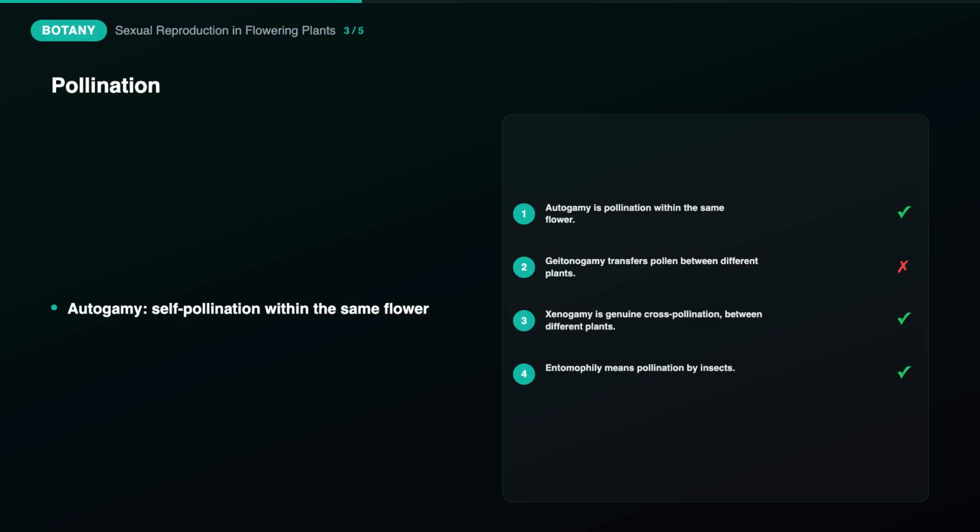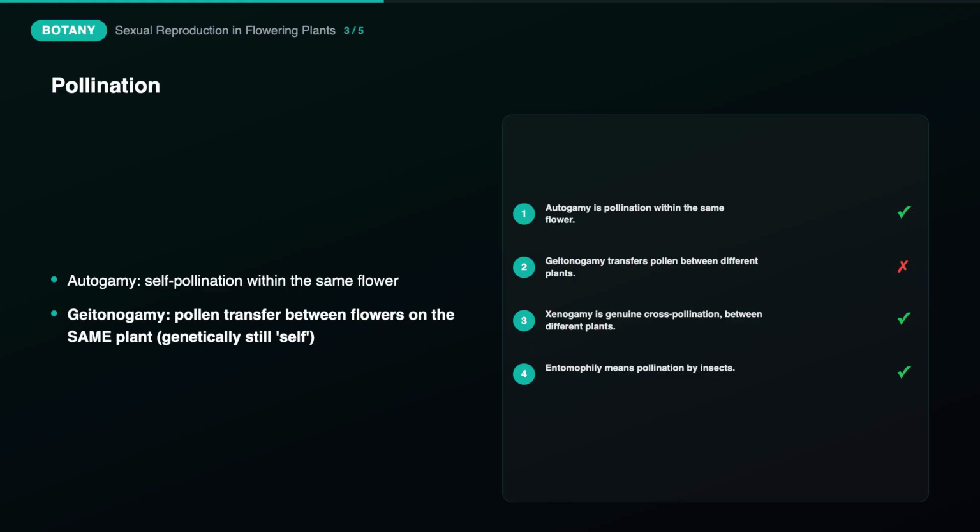Pollination is the transfer of pollen grains from the anther to the stigma, and it's classified based on the source of the pollen. Autogamy is self-pollination within the same flower. Geitonogamy is transfer between 2 different flowers on the same plant, which is genetically still considered self-pollination, since the genetic source is identical. Xenogamy is transfer between flowers on 2 genetically different plants, the only type that introduces genuinely new genetic variation.